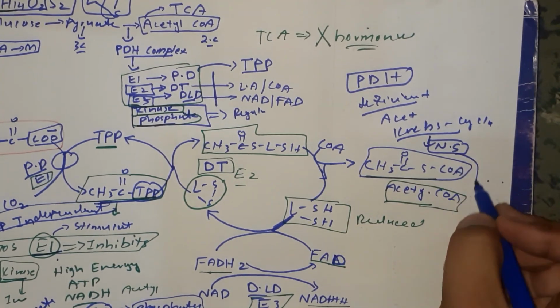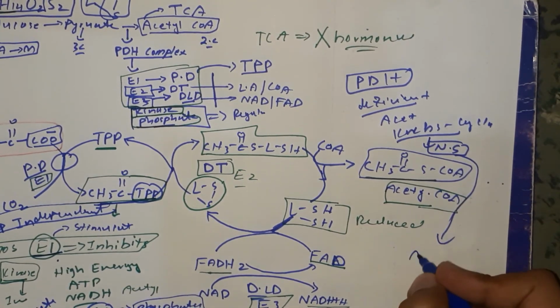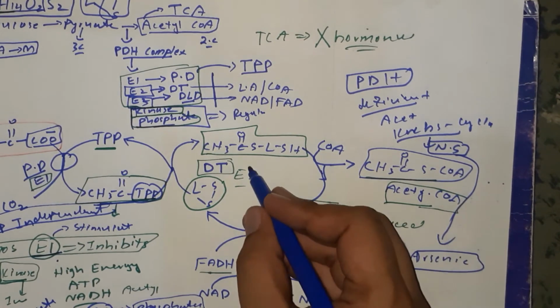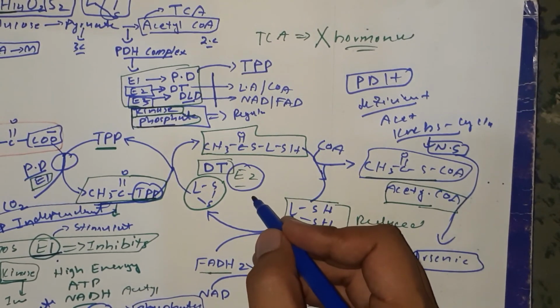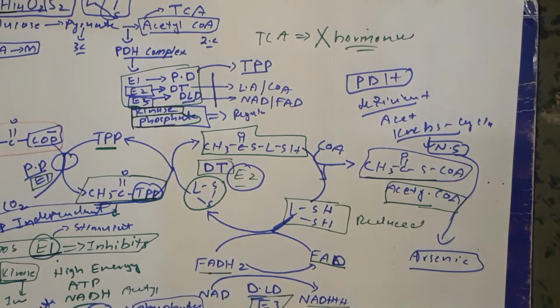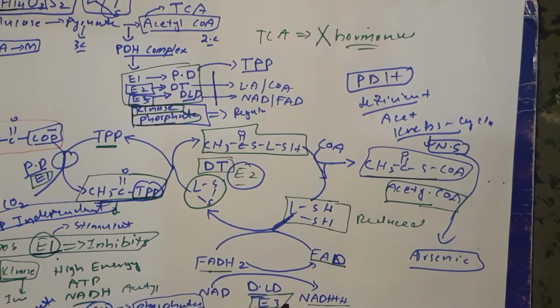The same happens in case of arsenic poisoning. If there is arsenic poisoning, arsenic inhibits the E2 domain of the PDH complex. When the E2 domain is inhibited, same as before, there will be no acetyl CoA. The TCA cycle is blocked. When the TCA cycle is blocked, there is not sufficient energy. As a result, neurological symptoms are produced.